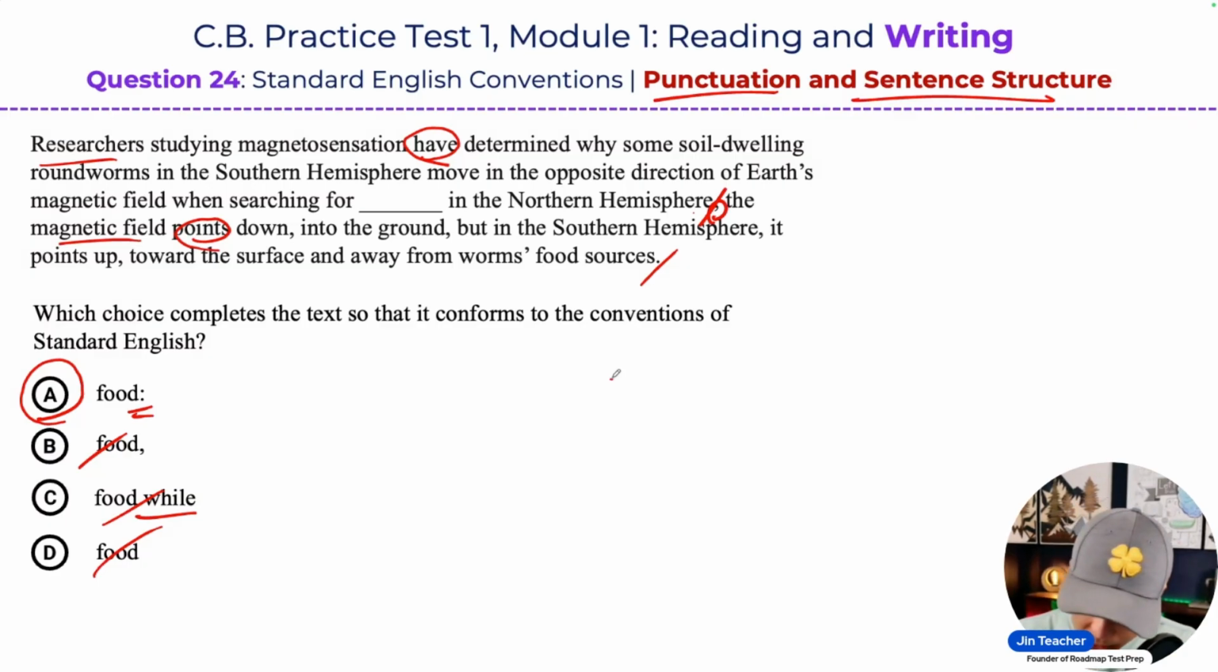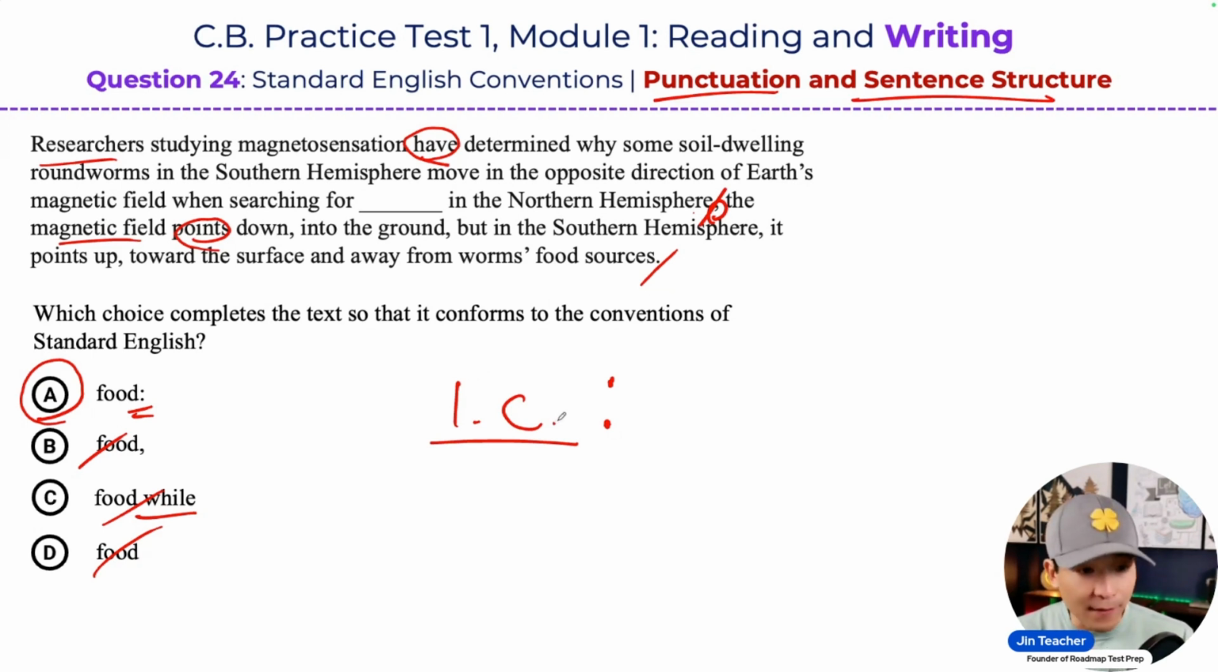So when you have a colon on the SAT, there's 3 rules that you want to keep in mind. The first rule is the information before the colon has to be a complete sentence. It has to be an independent clause. So that's one thing you can check for.